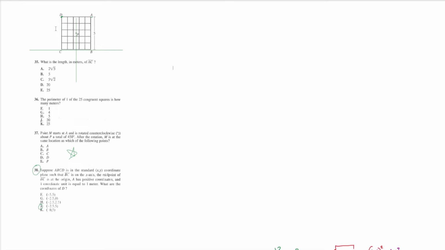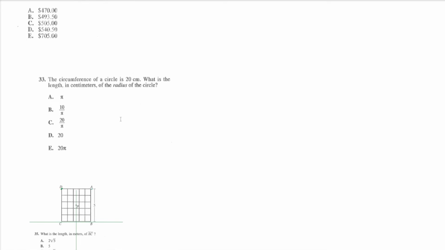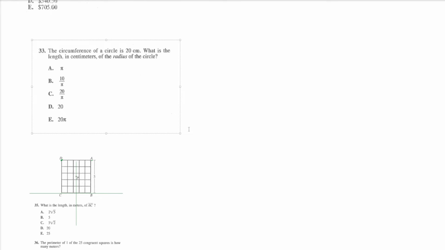Okay. So there was another one here, 33. Circumference of a circle is 20 centimeters. What is the length in centimeters of the radius of the circle? Oh, okay. So, what'd you do? Okay, what's the circumference of a circle? Good. Oh, did you write it down?